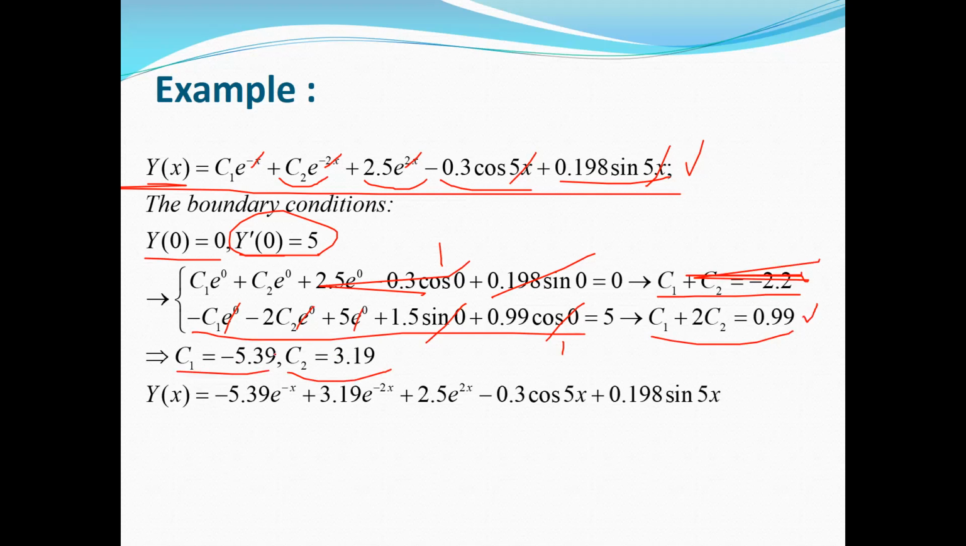So we have two constant coefficients for the homogeneous solution, and if you substitute c1 and c2, finally you can obtain the total solution with all of the coefficients. This is the total solution. And now if you substitute, for example, x equal to 1, you can obtain that y is equal to minus 5.39 exponential minus 1. Here you can substitute x equal to 1, and you can obtain y at each corresponding x. Okay, any question from this example? Is it clear?